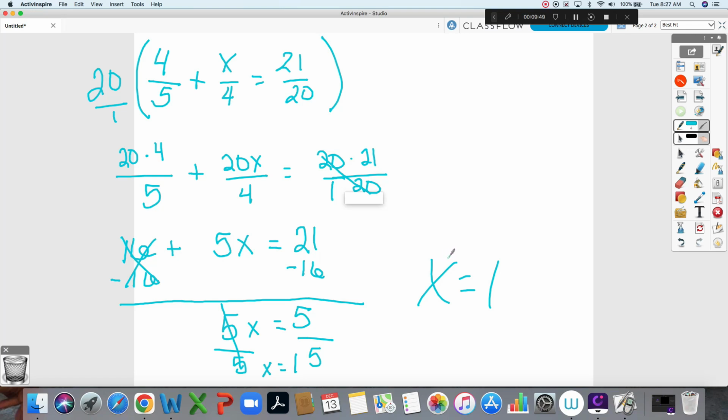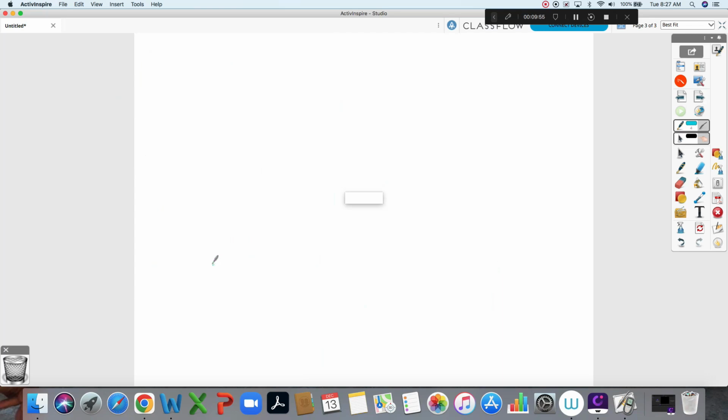We ready for the next one? The next one is number 48 on your homework for today, so you should probably write down all these steps. 5/16 A equals 5/6. What do I have going on in this problem?